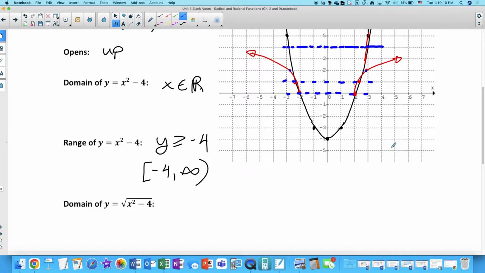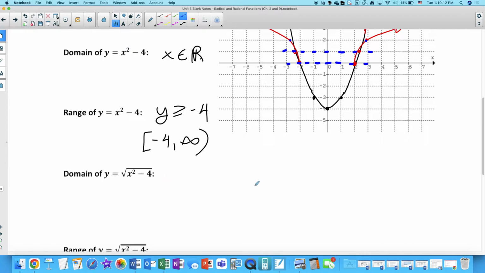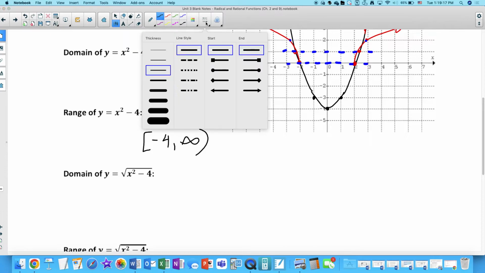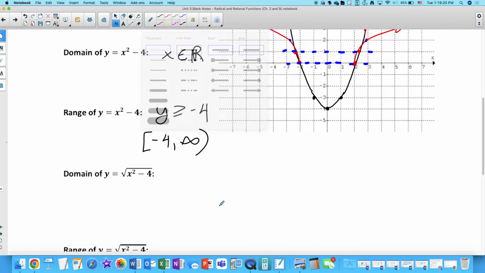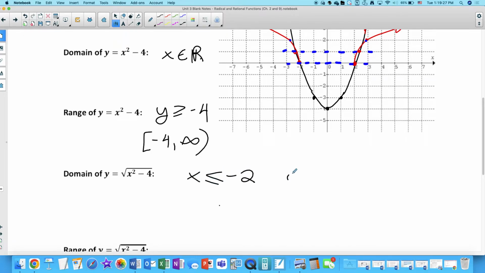Once we have that graphed, what's the domain of this function? Yeah, so there's two regions where this function is defined. X less than or equal to -2, or x greater than or equal to 2. Okay, now I know I'm sort of being picky here. Could you have the word and in between those two inequalities? No, because you can't have a number that's both less than -2 and greater than 2.